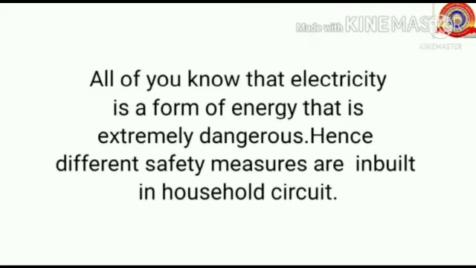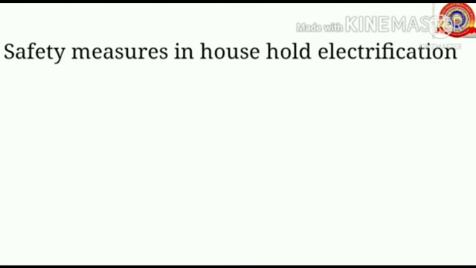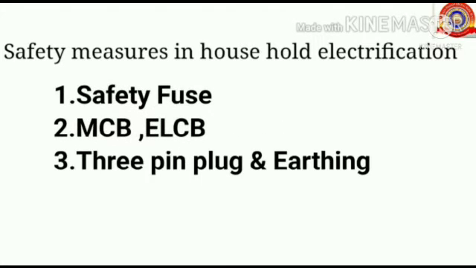All of you know that electricity is a form of energy that is extremely dangerous. Hence, different safety measures are inbuilt in household circuit. So let's learn what are the safety measures in household electrification: safety fuse, MCB and ELCB, then 3-pin plug and earthing.